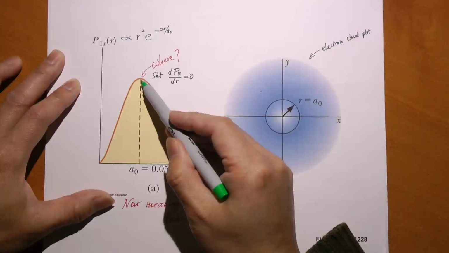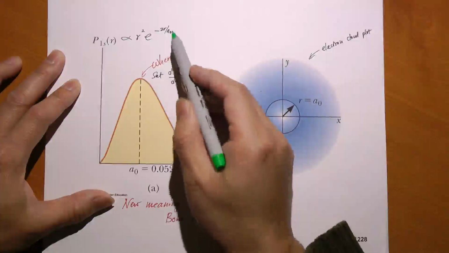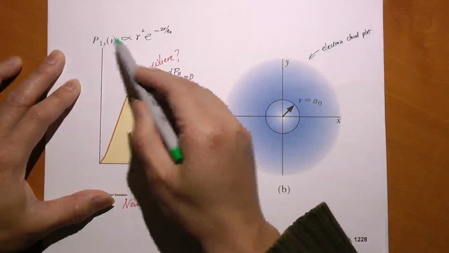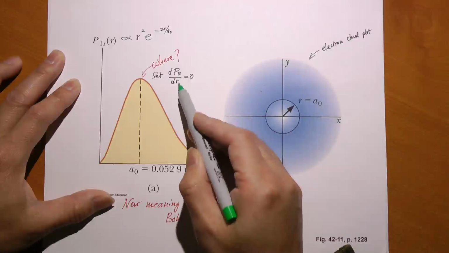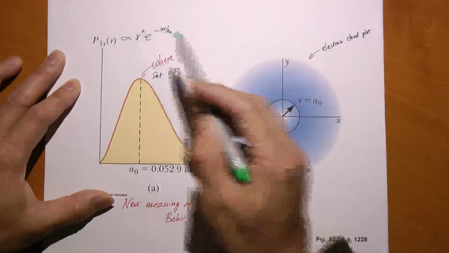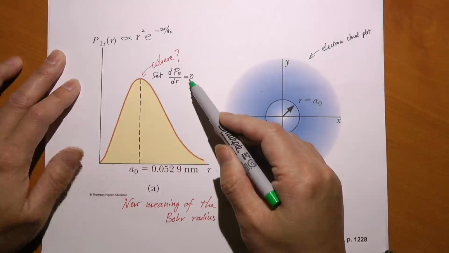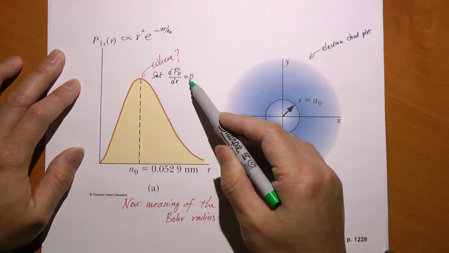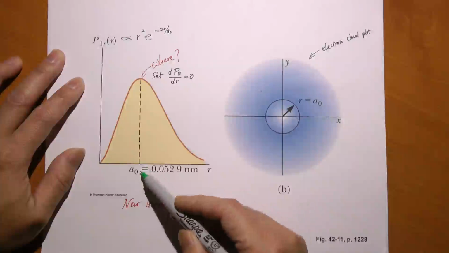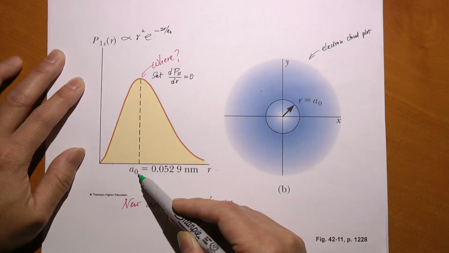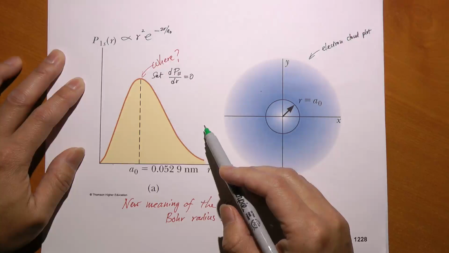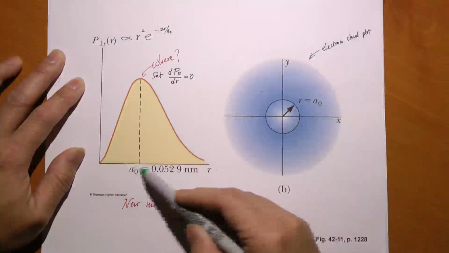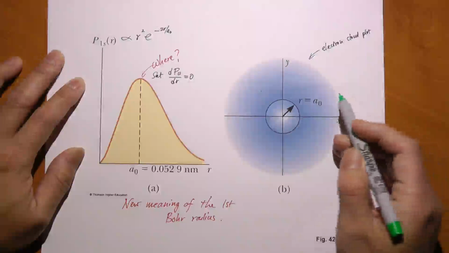How do you find the location of this peak? Very easy. All you have to do is find the maximum of this function with respect to r. You can do that by setting dP1s over dr to 0. Right? This is dP1s. Forget about the constant in front of it. And if you did that, it's a very simple calculation. You find, believe it or not, a very familiar value, a naught, which is this a naught here. The chance of finding this particle is the greatest when you're looking at one Bohr radius away from it.